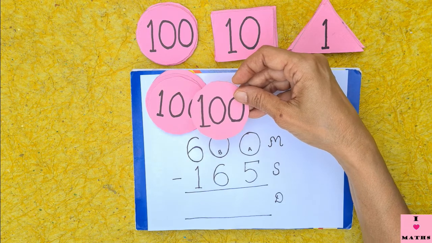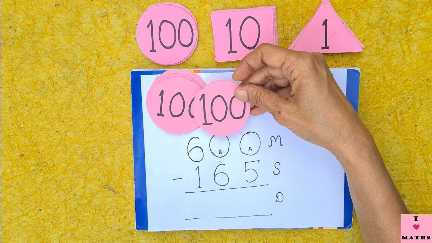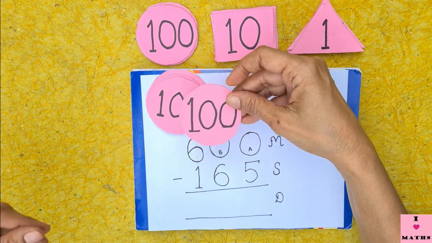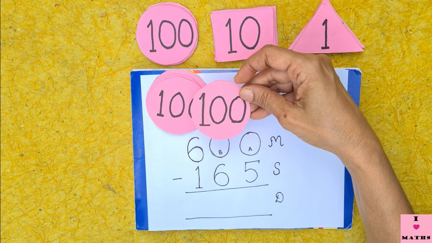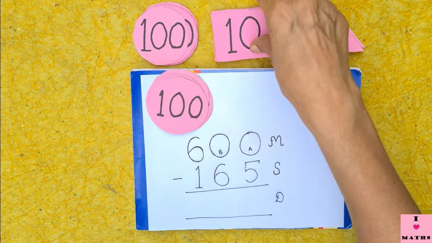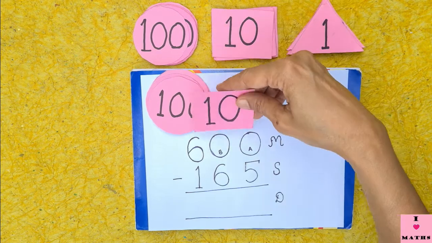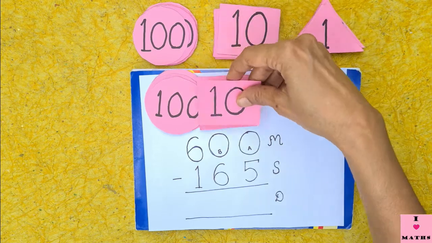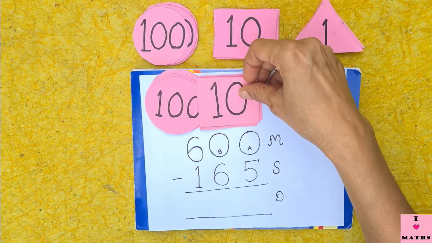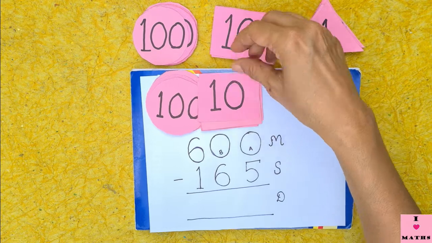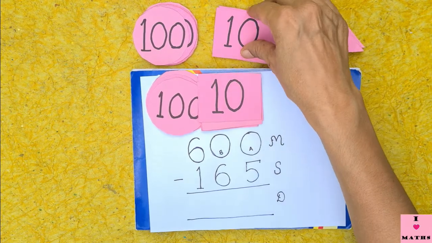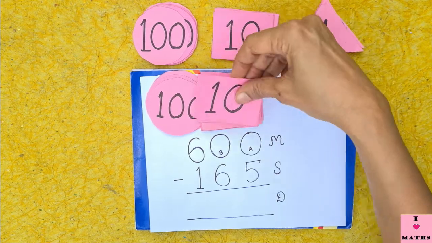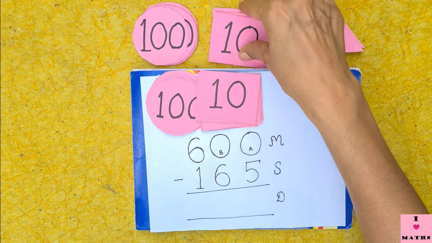So this 100 cannot stand at tens place. So in place of 100, we are going to keep 10 tens. Okay. So we are going to keep 10 tens. 1, 2, 3, 4, 5, 6, 7, 8, 9 and 10.